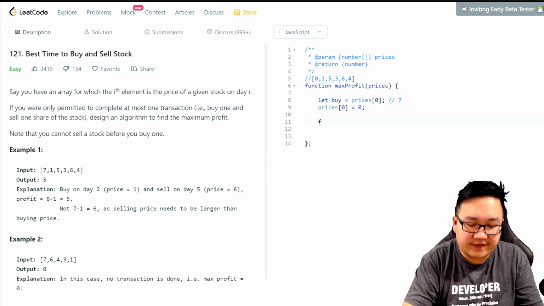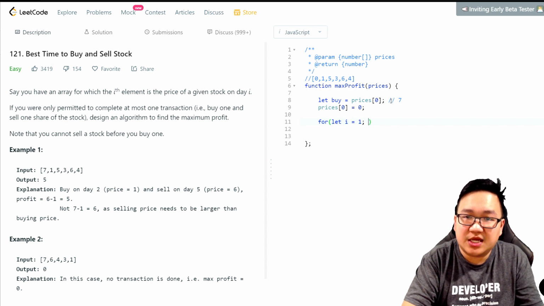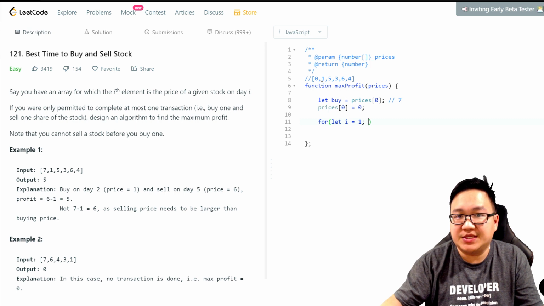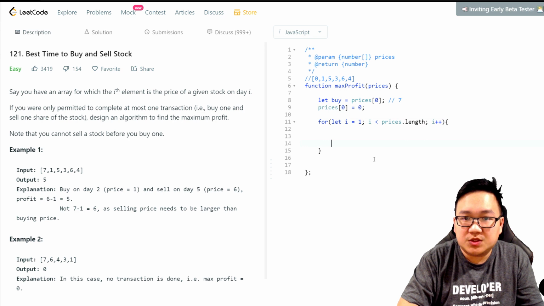I'm going to write a for loop: let i equal 1, because I already took into account the 0 index. I'm going to start at position 1 instead. So i is going to be less than prices.length, and i is going to be plus plus, so I'm incrementing it.